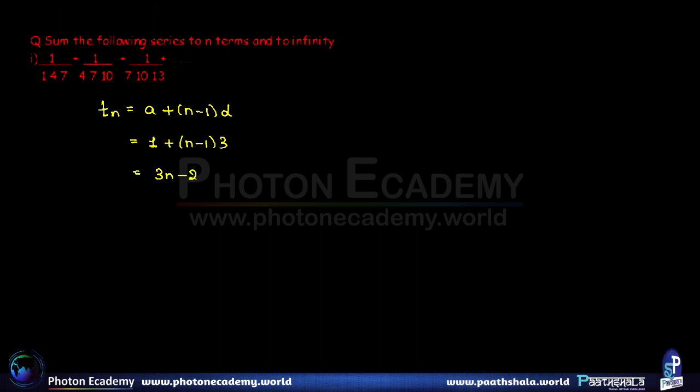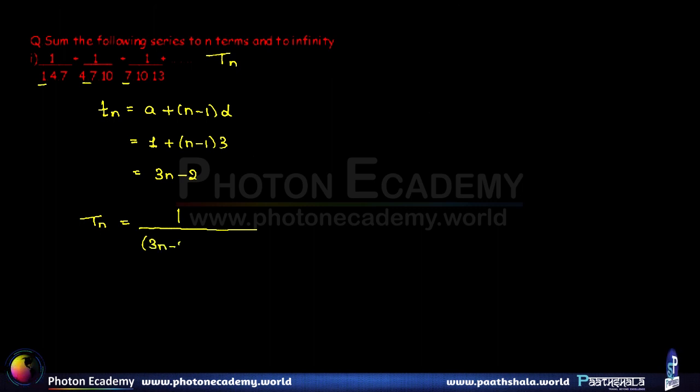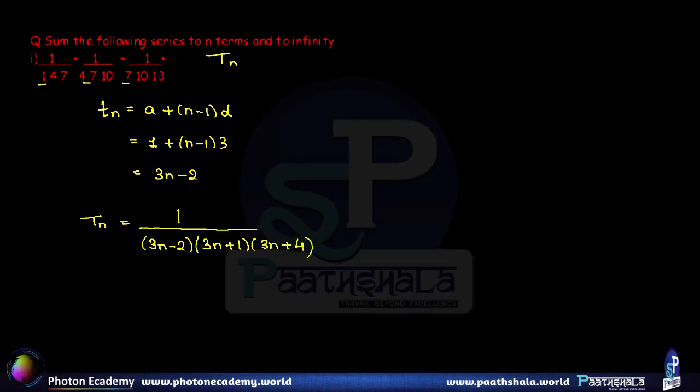Alright, so writing the nth term of this series, Tn, this will be equal to 1 upon, so over here we have 1, then 4, then 7. So the first term has to be 3n minus 2, and to that we are adding 3. So that is 3n plus 1, and plus 3, 3n plus 4. Okay. So this will be our Tn and we have to find out the sum of this Tn.